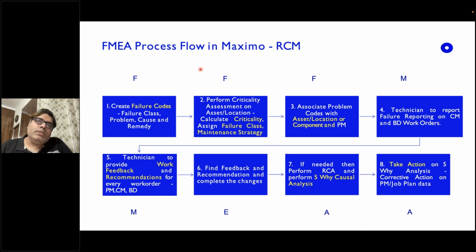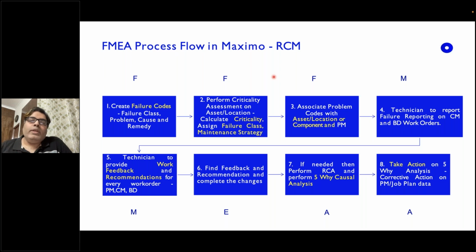But if you are starting this FMEA process, somewhere you have to start with the first thing, setting up the failure codes. So your failure code and the hierarchy. ISO 55000 basically says that you have to have well-defined failure codes. And generally you need to have failure codes as per the asset hierarchy or the location hierarchy, whichever is critical for you, right?